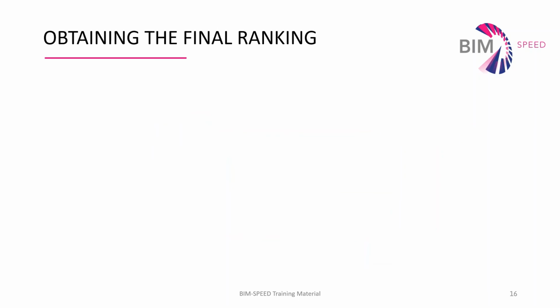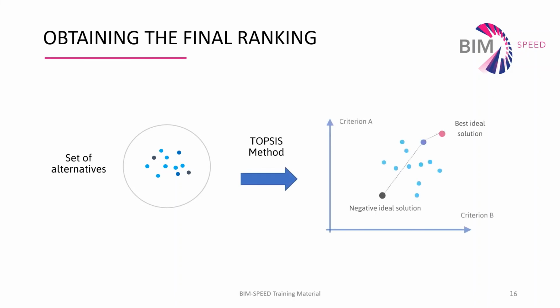Regarding the method to obtain the final ranking, we would like to give you an overview of the TOPSIS method, which allows organizing the renovation alternatives according to their performance. This method was selected because of its simplicity. It takes the set of multiple renovation options and compares them with the best and worst possible renovation alternative. The best possible solution is the fictional solution that performs the best in all the criteria. For instance, in the case of two criteria, the distance to the best ideal and the negative solution is measured. The renovation alternatives closer to the best ideal solution are ranked in the first positions of the final ranking.